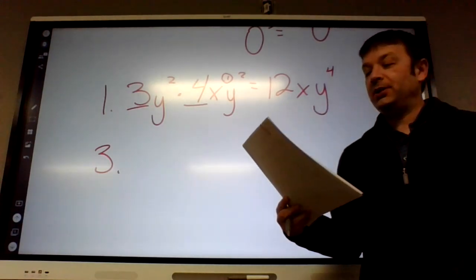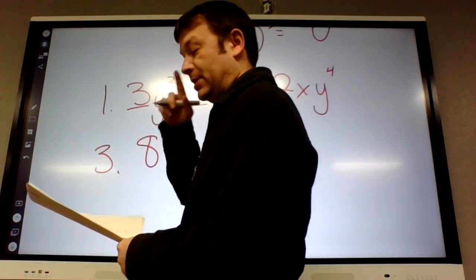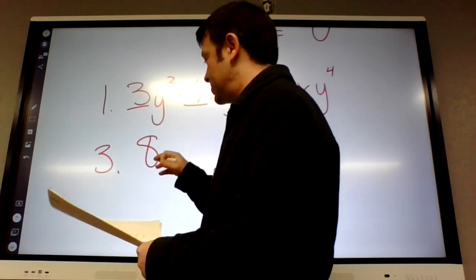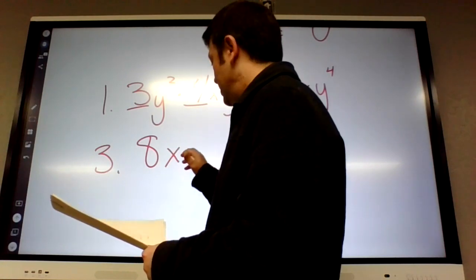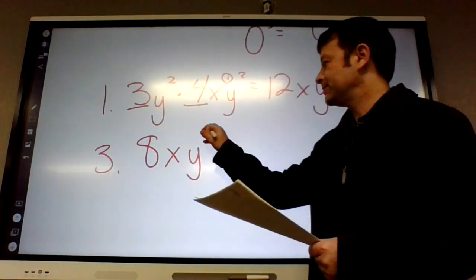Okay, number 3, 2 times 4 is 8. It's kind of the same. x is by itself, and then y to the, how many y's do we got? 6.